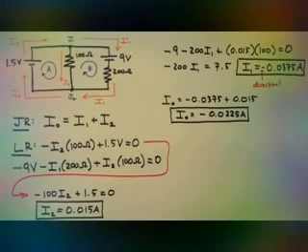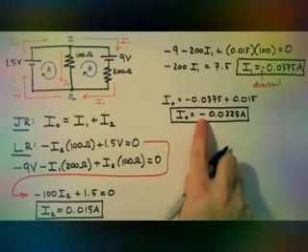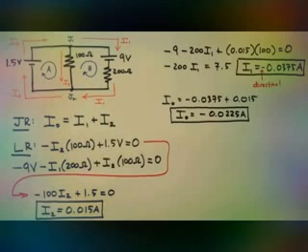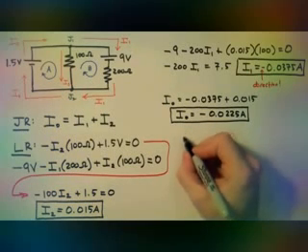And again, what this negative sign is telling us is the direction that we assigned for current is the incorrect direction of the positive charge flow. It's actually moving the other way.